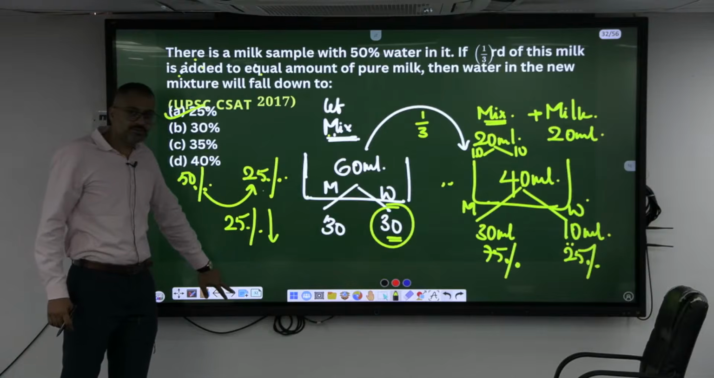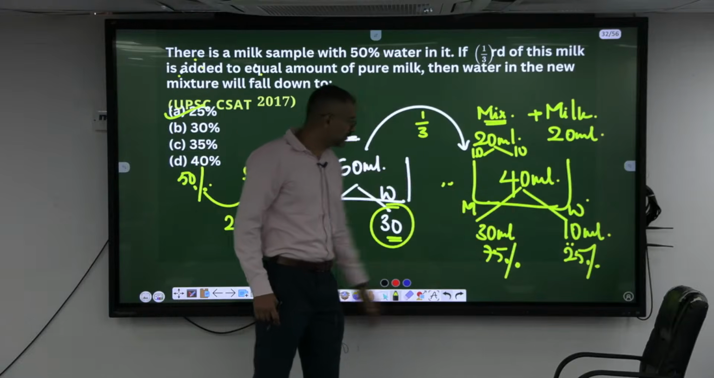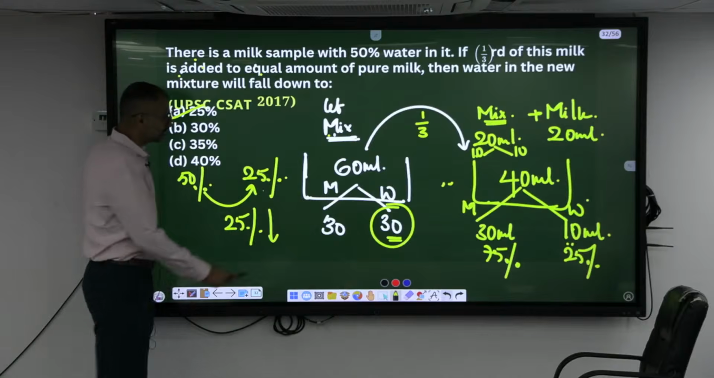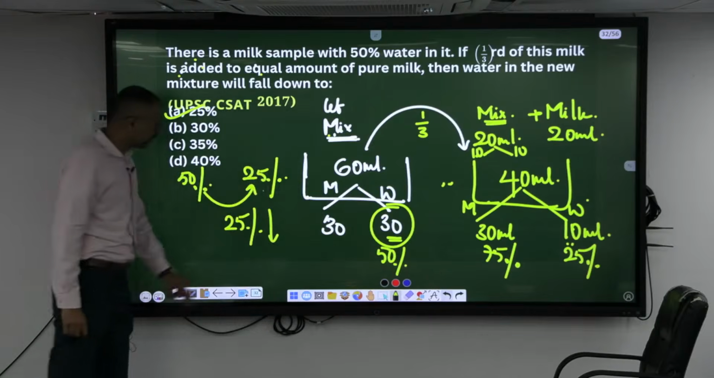Shall I move this? Understood this part? Any doubt here? No, it's 25% of water. Earlier it was 50% water here. So there is a reduction of 25%.